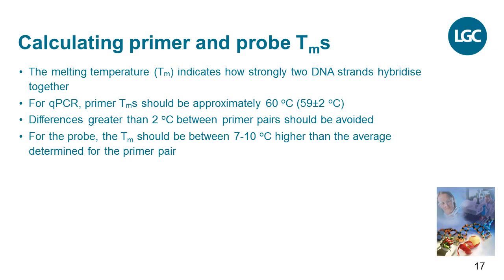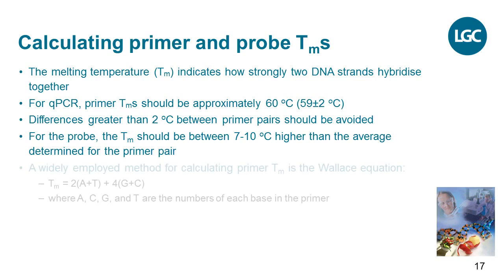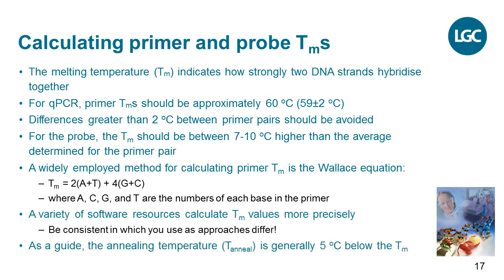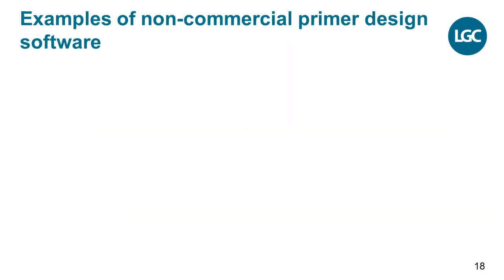A number of methods have been proposed for estimating the melting temperatures of oligonucleotides. A widely employed method is based on the Wallace equation, which allocates 2 degrees centigrade for every A and T base present, and 4 degrees centigrade for every G and C base. However, most primer design software will perform the necessary melting temperature calculations. It is generally recommended that appropriate software be employed to assist with the design of quantitative PCR primers and probes.